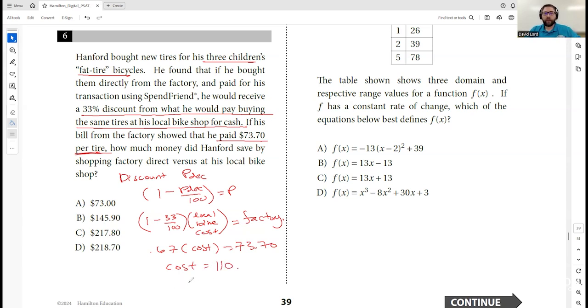So how much is he saving? Well, he's saving $110 minus $73.70. And then we need to times that by 6 to get the total savings buying all 6 tires, which was a grand total of $270.80. So a great deal. And that's why the answer was C.